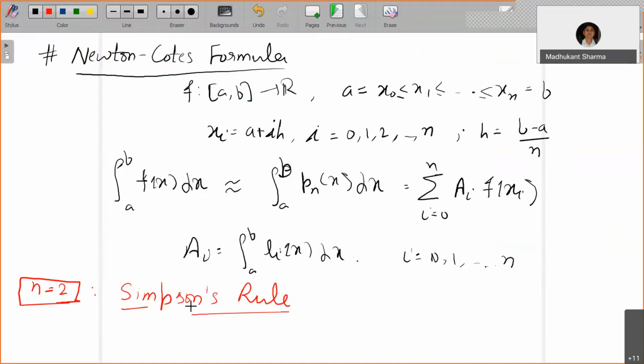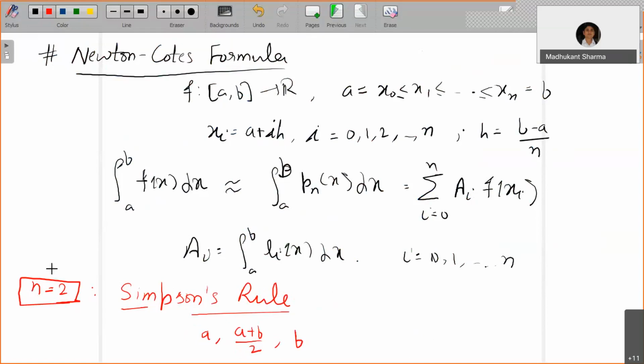Right. So now we are going to have the case n equals 2, and in the Newton-Cotes formula you have x0, x1 and x2. So you have the 3 points: a, (a plus b) by 2, and b. So 3 points are there. You are starting with 3 points, meaning n equals 2.